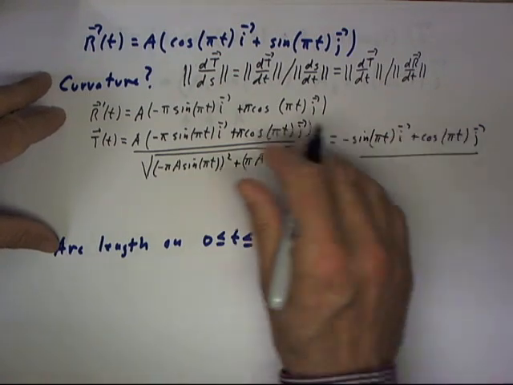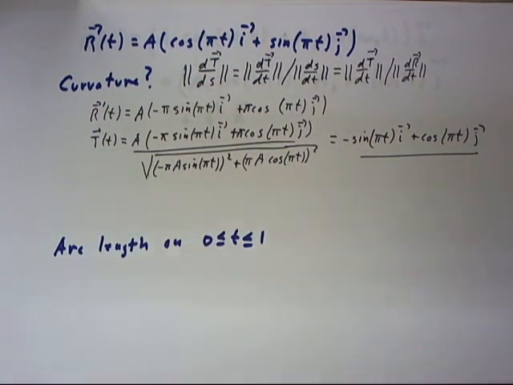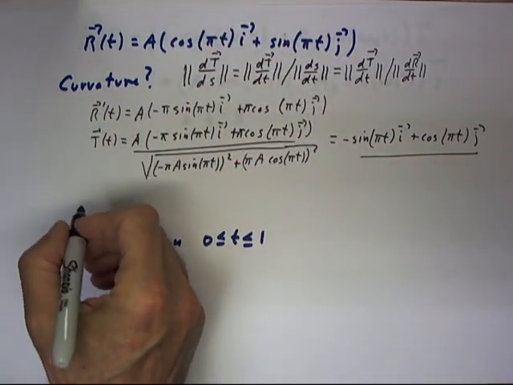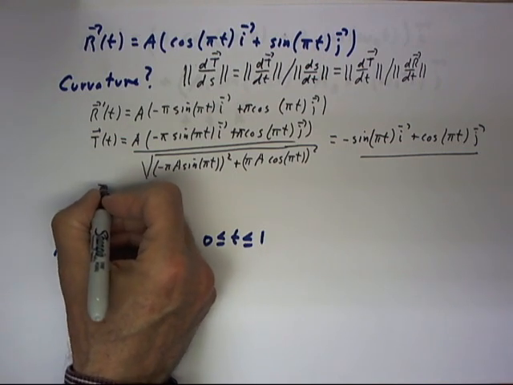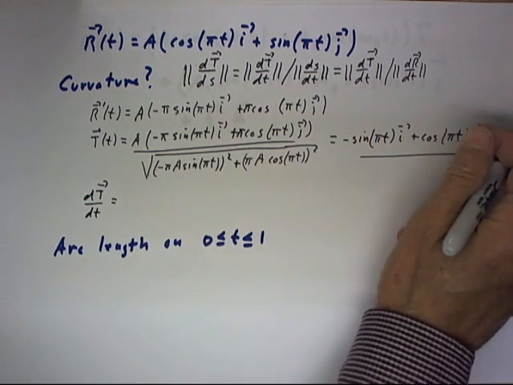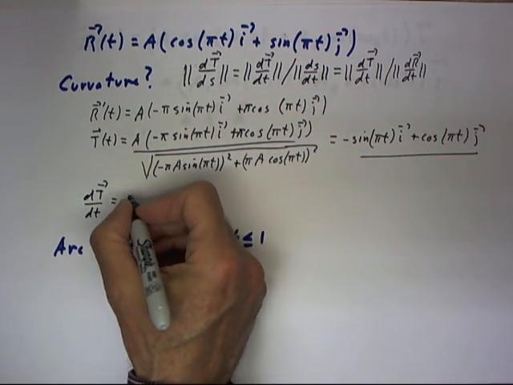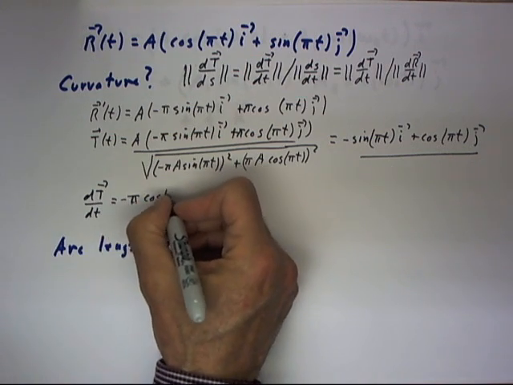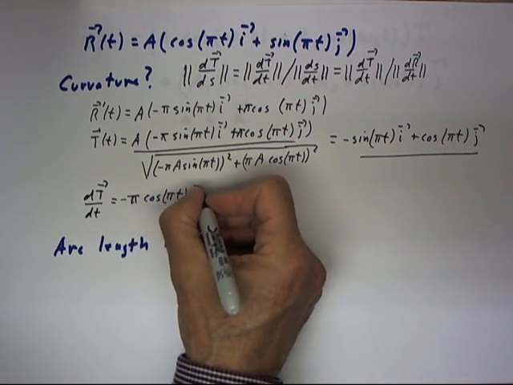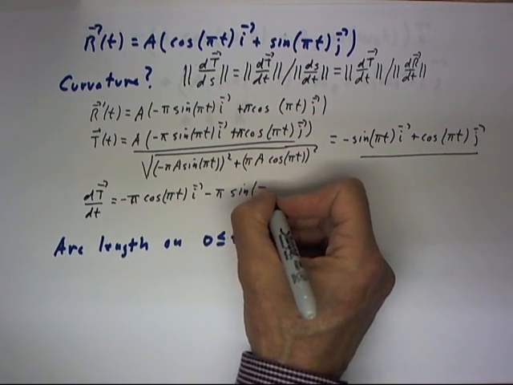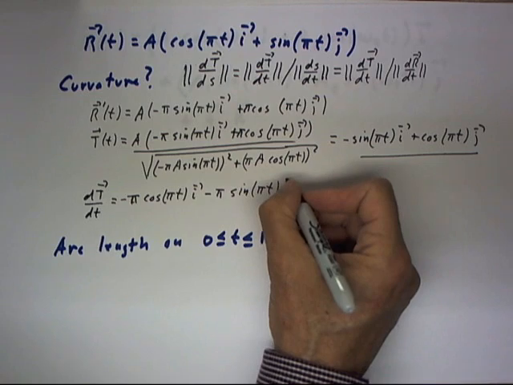I'm not going to write out all the details of that division. So the derivative with respect to t of our unit tangent vector is just the derivative of this, which is going to be negative pi times the cosine of pi t i minus pi times the sine of pi t j.